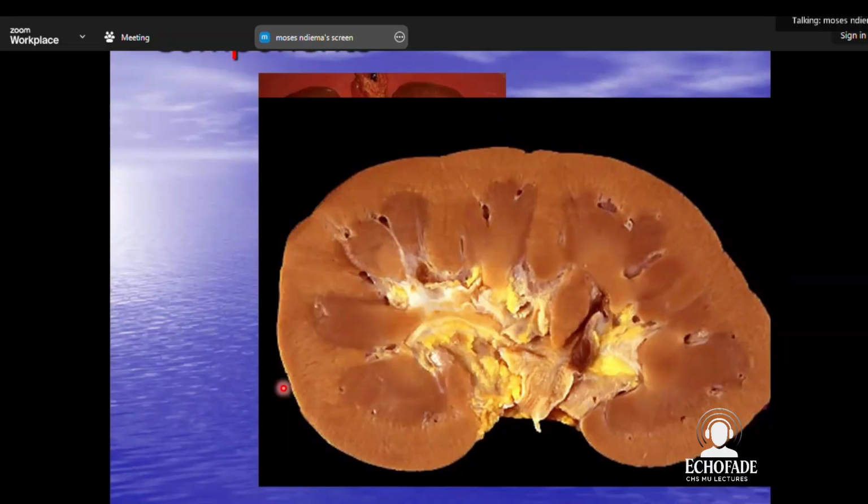So we are going to see how these minor calces originate, how these papillae originate, how these collecting ducts originate, and what is the significance of this corticomedullary junction, where we have the arcuate vessels. From those arcuate vessels arise the afferent vessels that supply the glomerulus. So it's very important to note that.